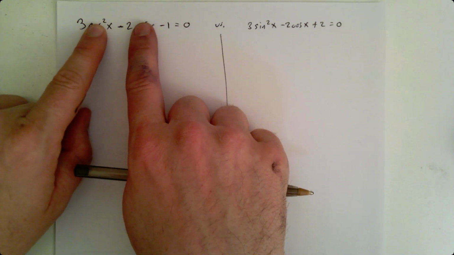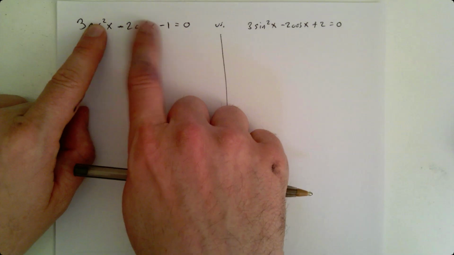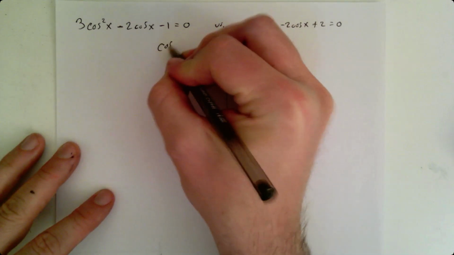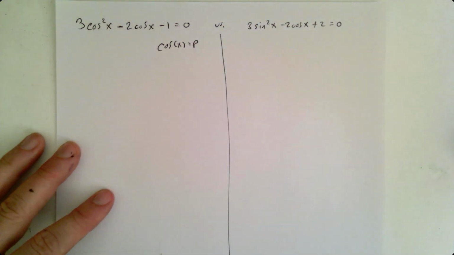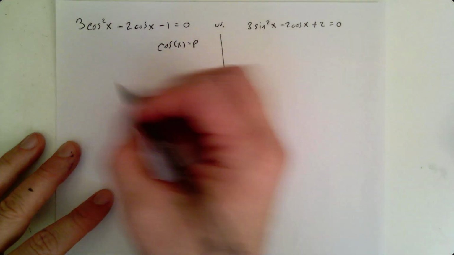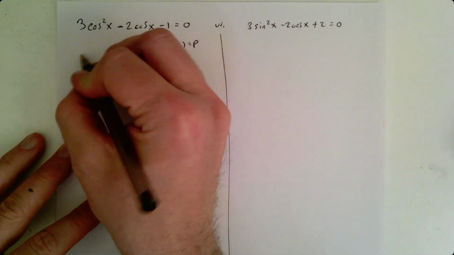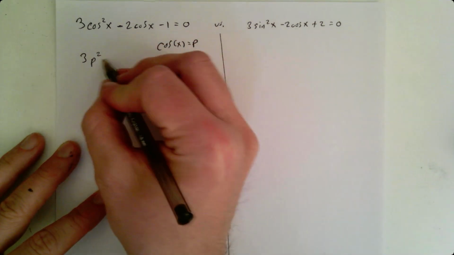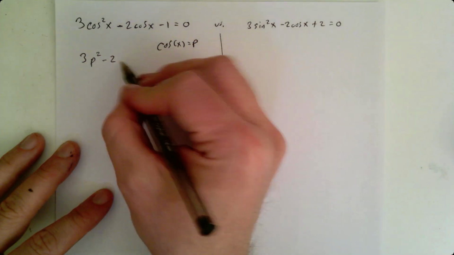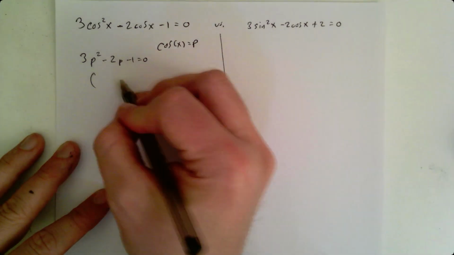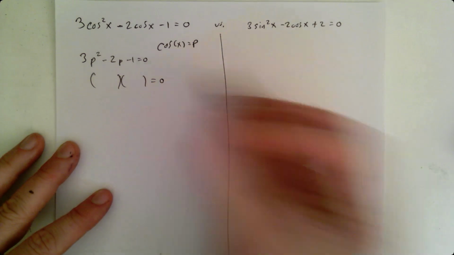So it looks like there's 3 times something squared minus 2 times something minus 1. So if that feels quadratic, it certainly is. Let's make a substitution. If cosine x is p, then instead of 3 cosine x squared, it's really 3p squared. And instead of minus 2 cosine, it's minus 2p. And now it definitely is a quadratic that you can solve.